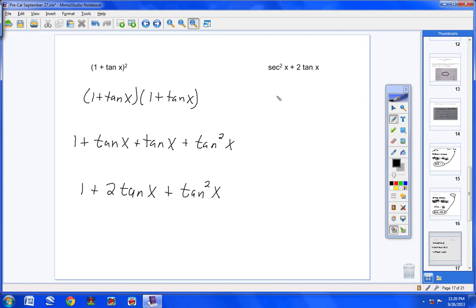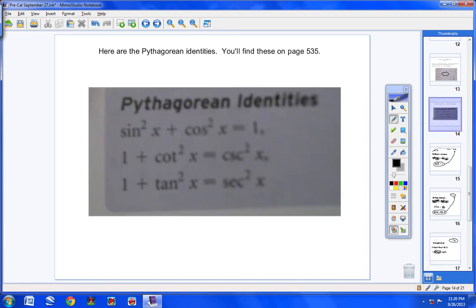Now, here's the answer they want us to have. I want to have in my answer 2 tangent x. So I definitely want to keep this. But somehow I don't want this 1 and this tangent squared. Hey, I just had a thought, and I don't have many of those. Let's go back to our Trig Pythagorean page here. Hey, look at this. 1 plus tangent squared equals secant squared.